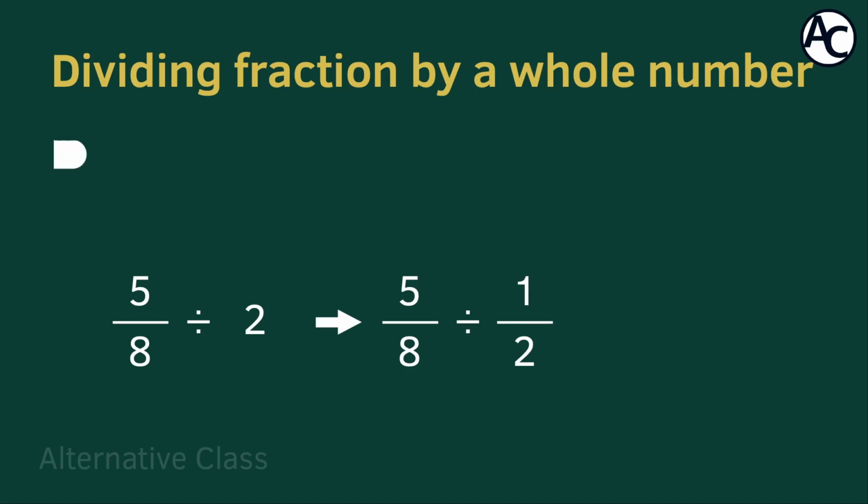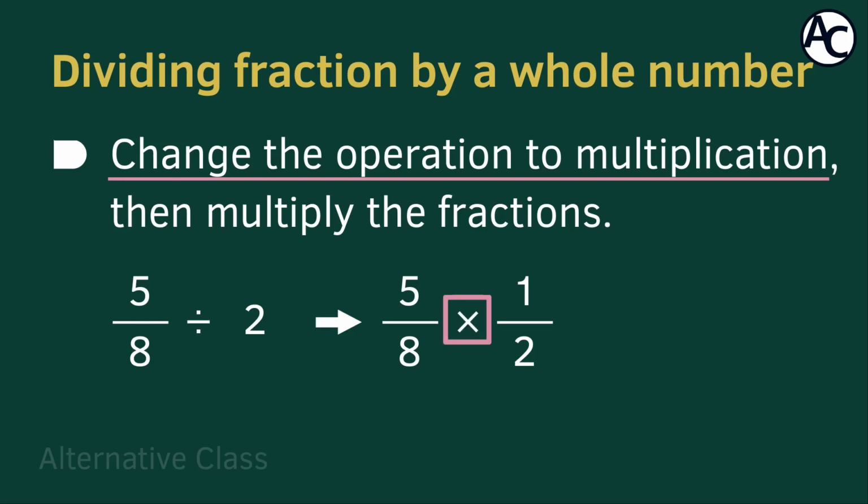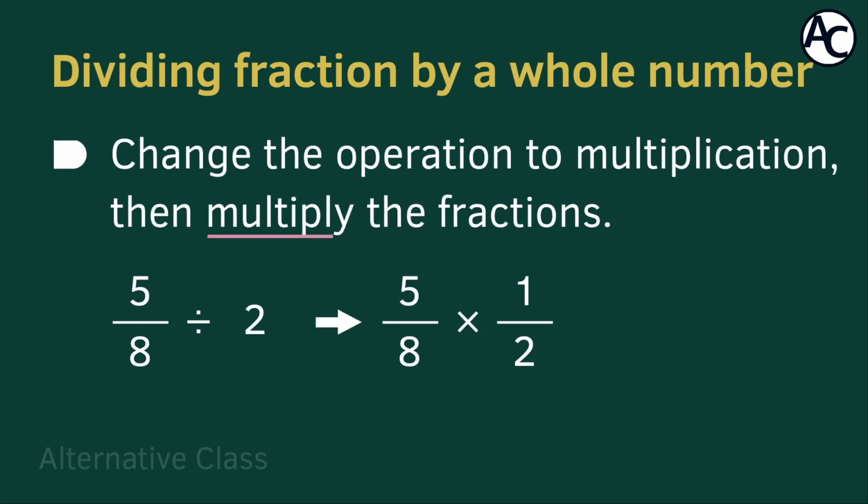Next step, change the operation to multiplication, then multiply the fractions. First, change the operation from division to multiplication. Then multiply the fractions. 5 times 1 is 5. 8 times 2 is 16. So 5/8 divided by 2 is 5/16.